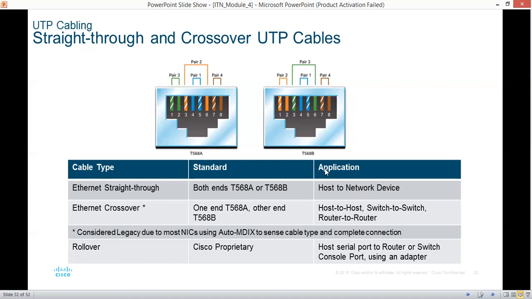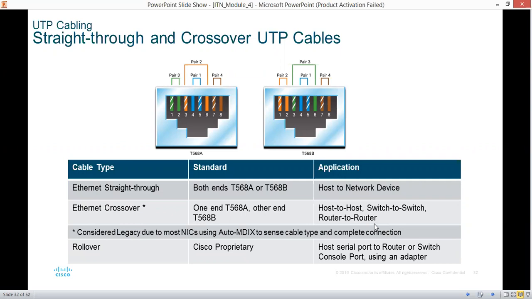When it's a straight through cable, you connect a host to a network device. And when it's a crossover cable, it's host to host, switch to switch, router to router. So in case you're asking yourself, at what point do I use a straight through cable, and at what time do I use the crossover cable, it's also stated here. But as we go on, you'll also see what we call auto MDI, which is the modern way that most of these Ethernet ports have been configured, such that they could work with both straight through and crossover.